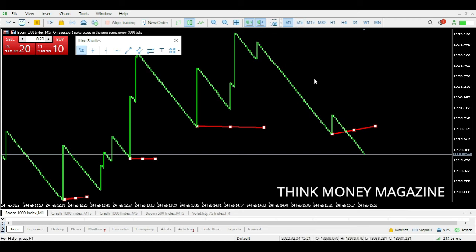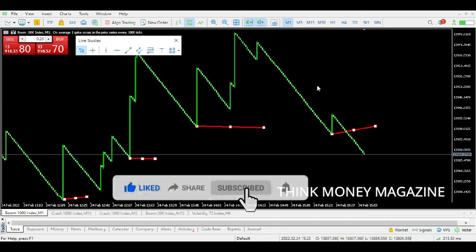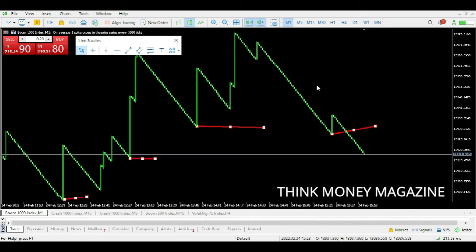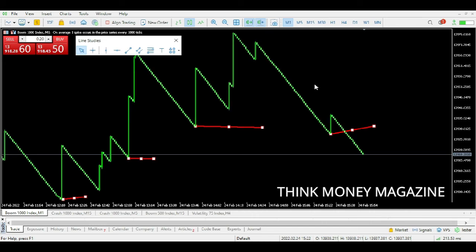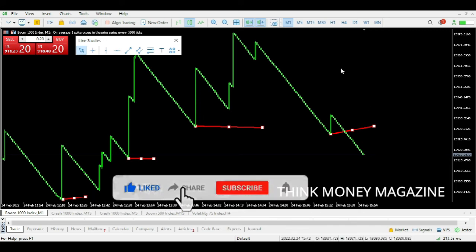People are making lots of money. If you don't like them, you can easily come back and trade forex. But most people who have joined synthetic indices love them, especially if you find a strategy that works and makes you money. People stick with these synthetic indices.